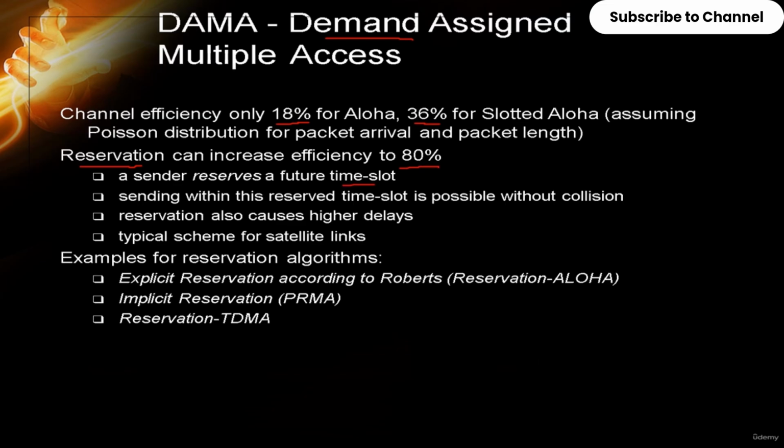Reservation also causes higher delays because the channel has to wait for a long time. The example is satellite communications. In these reservation schemes, we have two types of reservations: explicit reservation and implicit reservation, and reservation based on TDMA. We'll see them one by one.